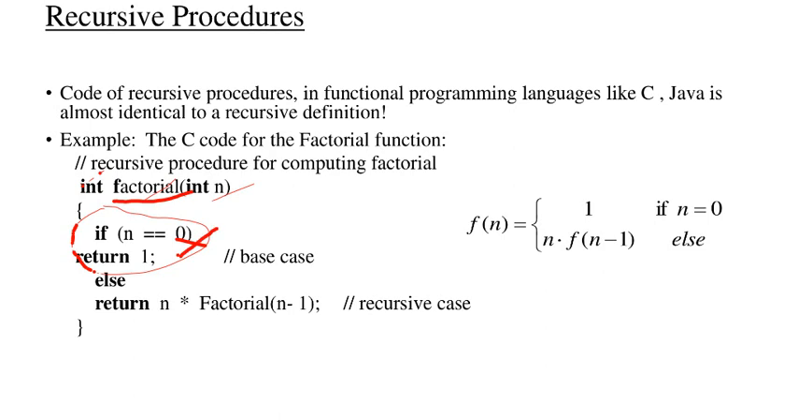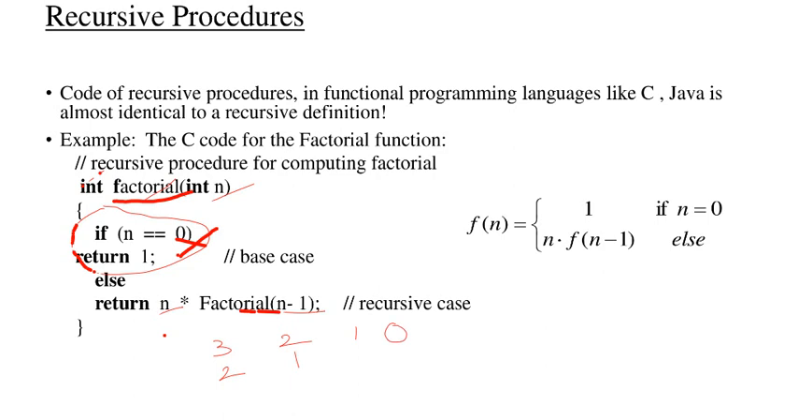Then what will happen? I am going to return n into n minus 1. So now let me say that the value of n is 3, for easy understanding. The value that I am going to use is 3, and n minus 1 is 2. Then the value of n will be 2, and n minus 1 will be 1. Then the value of n will be 1, and n minus 1 will be 0.